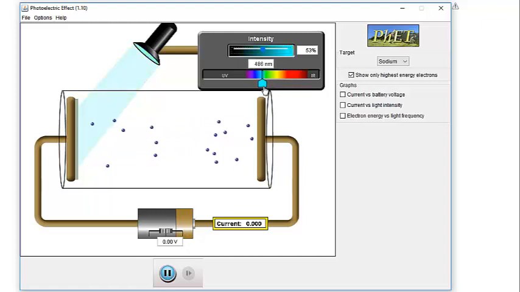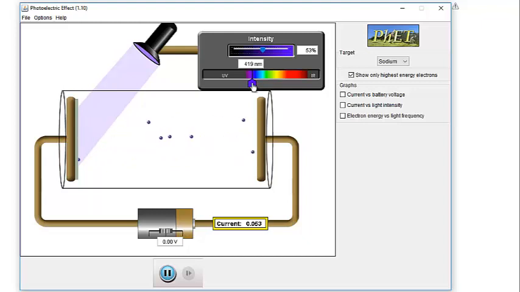And remember, as we make the wavelength shorter, we increase the energy. And now what's happening? So now what's happening to the electrons? Do we have more electrons? Probably not so much. But what is changing about the electrons?